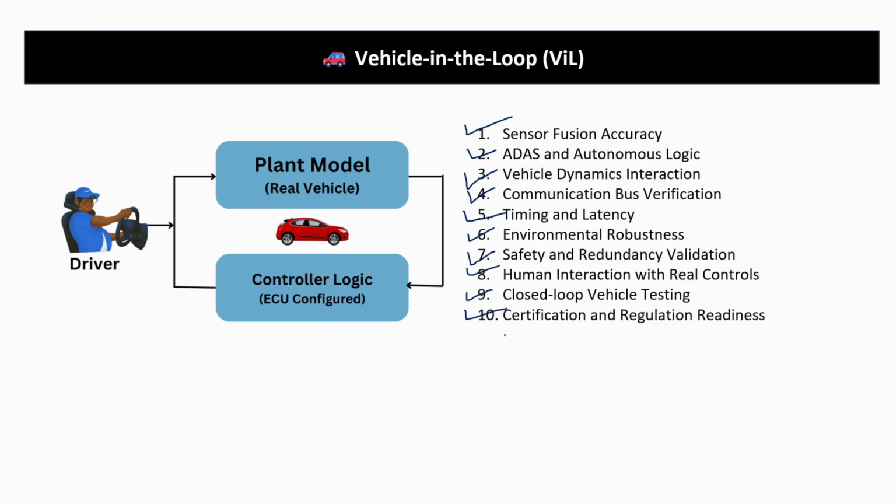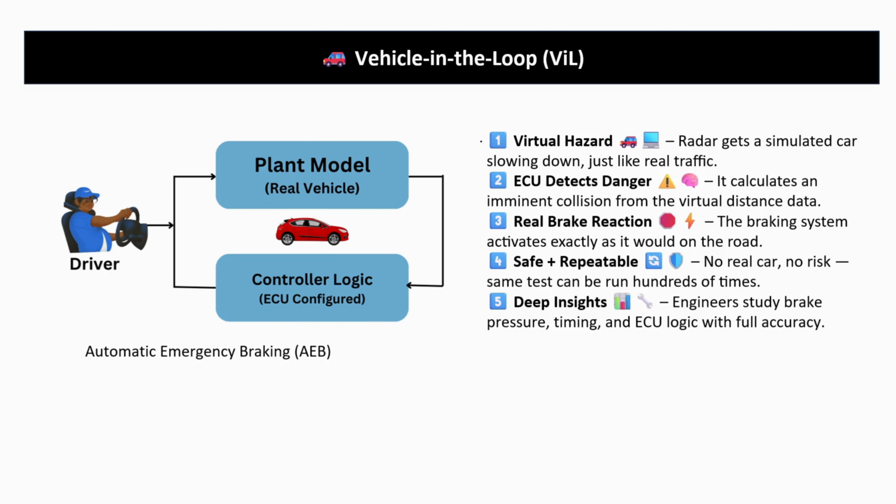Providing traceable logged test data for compliance with ISO 26262, UNECE R157, etc. Let's say you are testing automatic emergency braking on a prototype vehicle. In ViL, the vehicle is stationary inside the lab. Its radar sensor is connected to a simulator that generates a virtual road scene, with a vehicle ahead slowing suddenly.